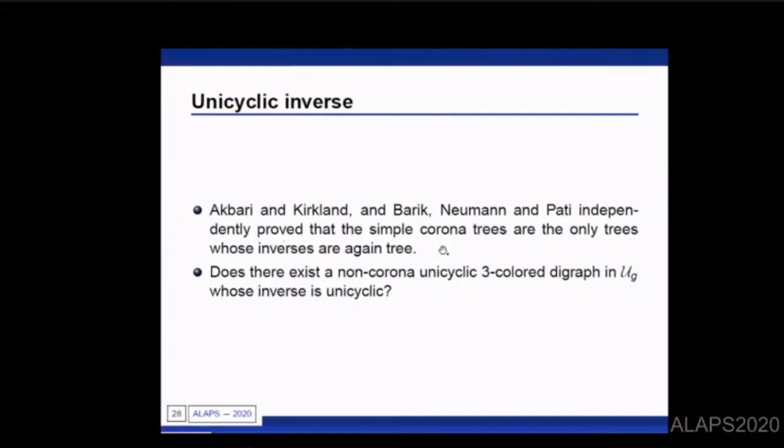So that gives us a question to ask whether this kind of thing is true for unicyclic three-colored digraphs also. That means we ask the question: does there exist a non-corona unicyclic three-colored digraph in UG whose inverse is again unicyclic?